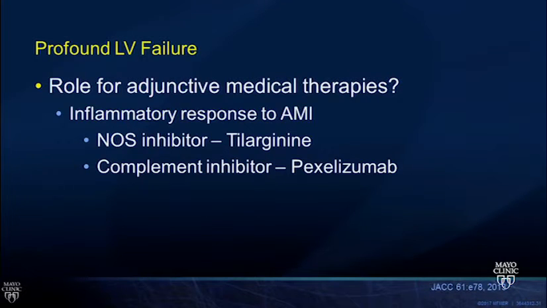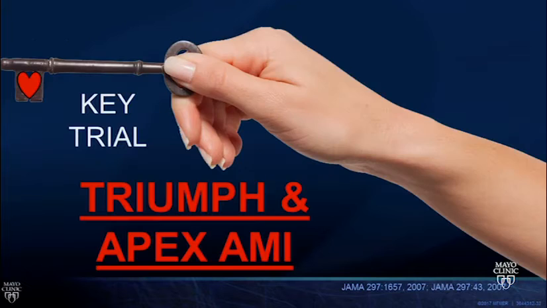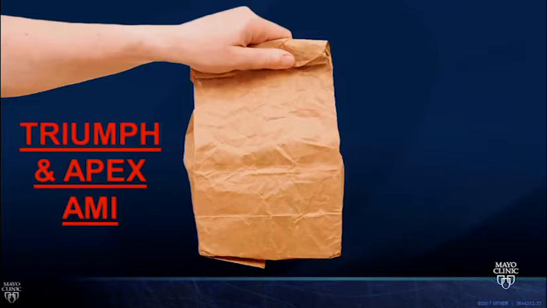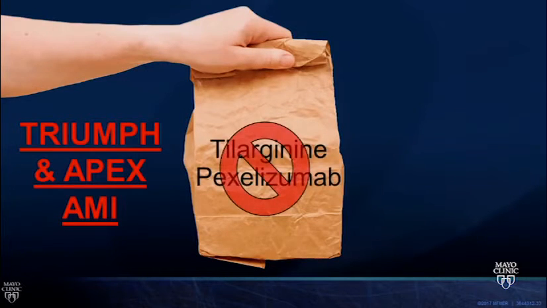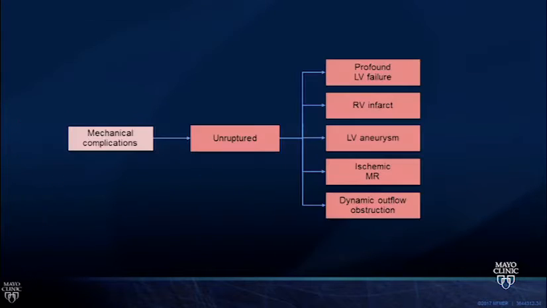Is there any role for anti-inflammatory drugs? We know that much of the process that's going on in acute MI is inflammation-driven, and some early animal studies were promising looking at nitric oxide synthase inhibitors or complement inhibitors. So they started doing some trials looking at that, TRIUMPH and APEX-AMI, and they stopped them both early because there was no signal for benefit. And so if those are on the boards, don't pick those. Those are not the right answers, those are not used.